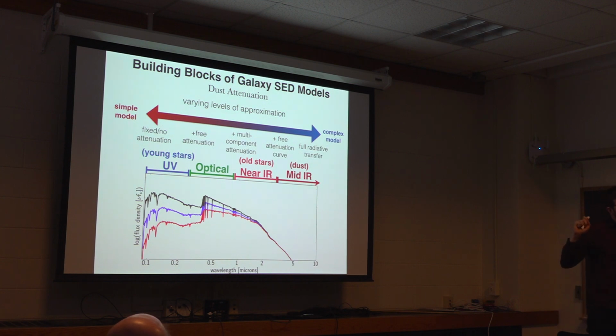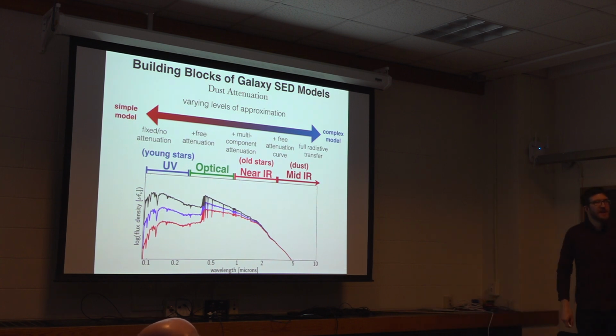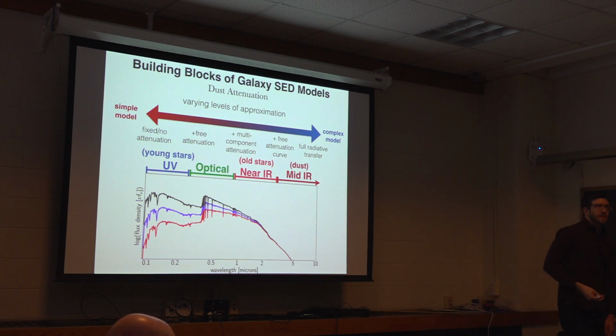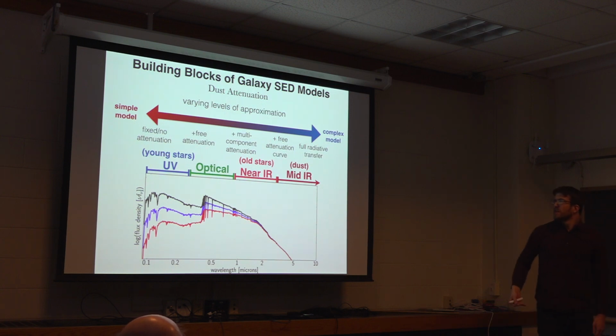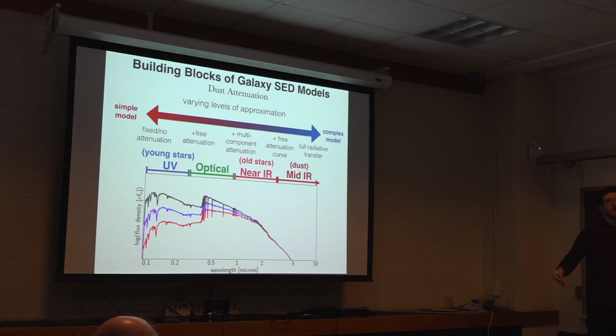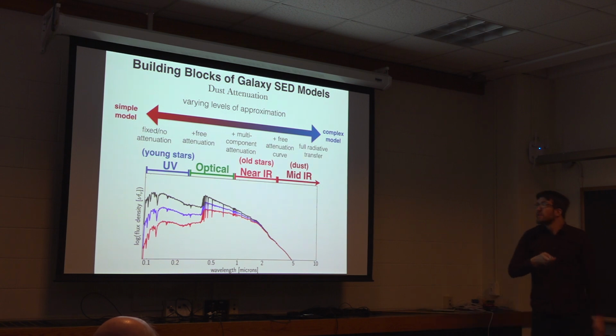You can imagine multi-component attenuation. Let's say there's a bunch of young stars, there's a screen of dust, there's all the rest of the stars, and then there's another screen of dust. That's the next level up. And then you start doing things like allowing the shape of the attenuation curve to vary. When we say attenuation curve, we don't mean extinction curve. Extinction curve is only for one sightline at one time, so an extinction curve is caused by properties of the dust. Attenuation curve includes the effect of a mixed star-dust geometry, so it's the full effect of having varying levels of optical depth to each star.